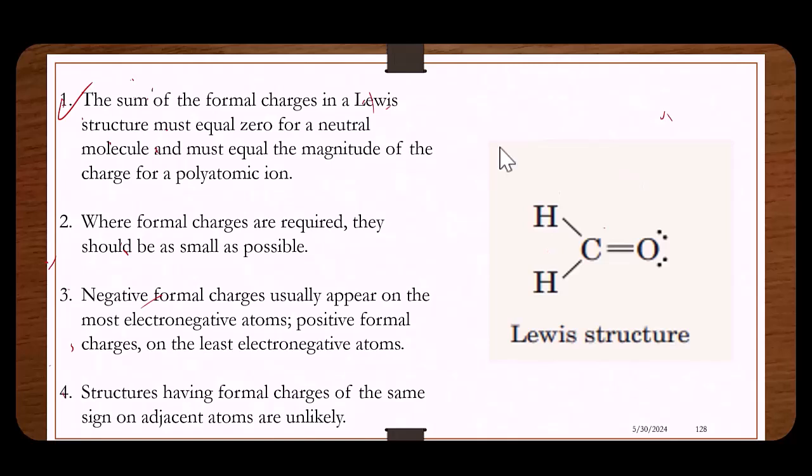The next three rules really don't apply. Where formal charges are required, they should be as small as possible, and they didn't have formal charges. The third rule says that negative formal charges usually appear on the most electronegative atom, and positive formal charges usually appear on the least electronegative atom, so this doesn't apply. And the last one says structures having formal charges of the same sign on adjacent atoms are unlikely. Doesn't apply. So with the rules that do apply, they check out.